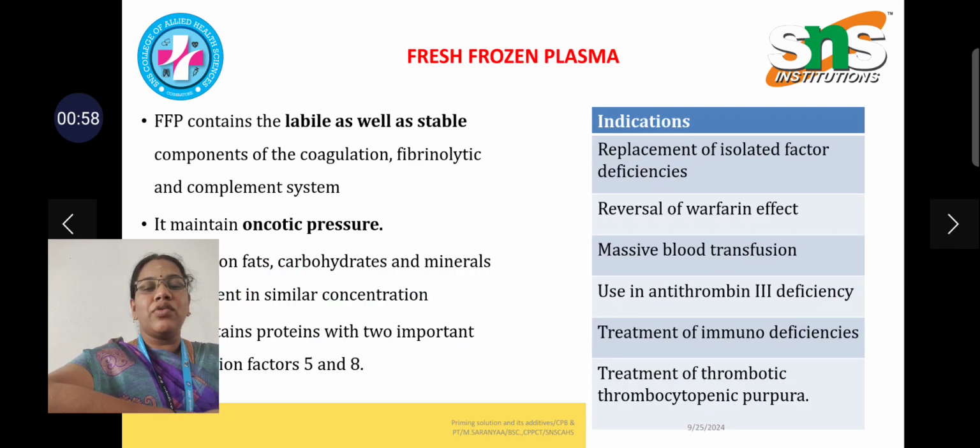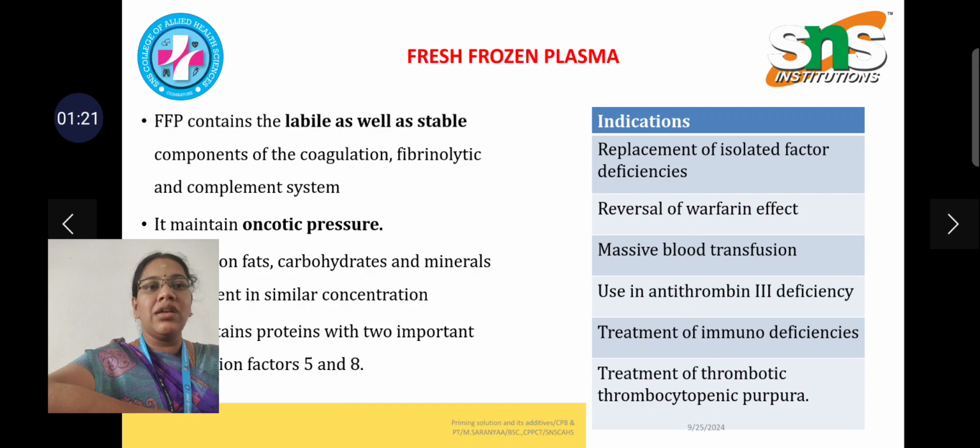Next one is fresh frozen plasma. Fresh frozen plasma contains labile as well as stable components of the coagulation, fibrinolytic and complement activation system. It maintains oncotic pressure, and it has fats, carbohydrates and minerals at a concentration similar to that of plasma.